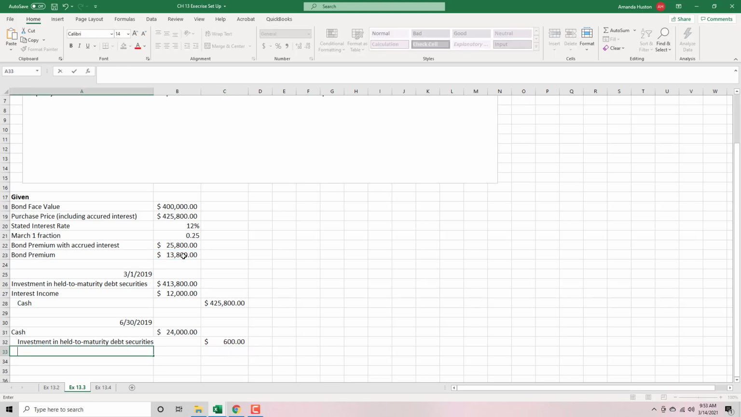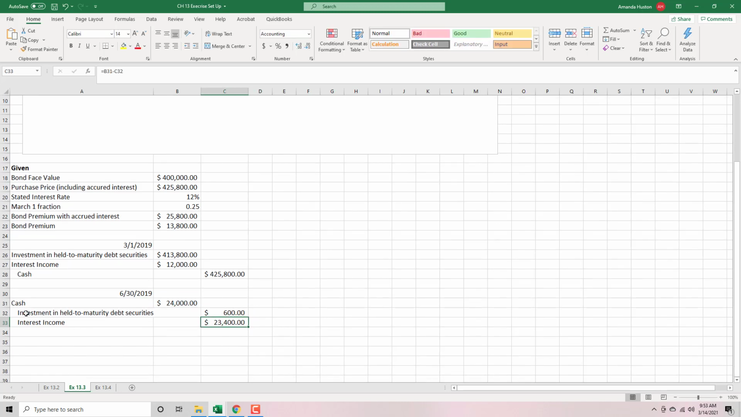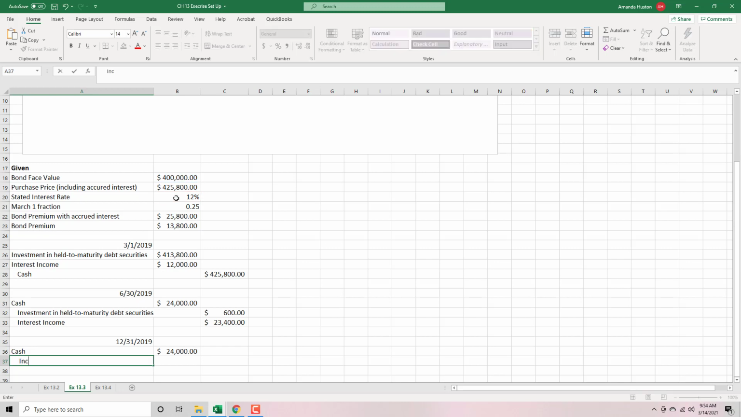Okay, let's go to 12/31/2019. So we're going to receive the same cash payment, right, which is 400,000 times the 12% times 0.5 for semi-annual interest. Then we're going to credit investment in held to maturity debt security. And what you're going to do is take this and multiply that by 6 divided by 69, or $1,200. And then the difference is the interest income.